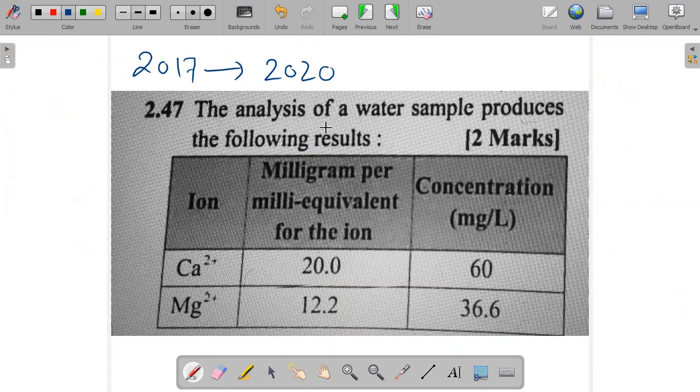The first question: the analysis of a water sample produced the following results. We have Ca2+ of 20, Mg2+ of 12.2, with concentrations 60 milligram per liter and 36.6 milligram per liter.